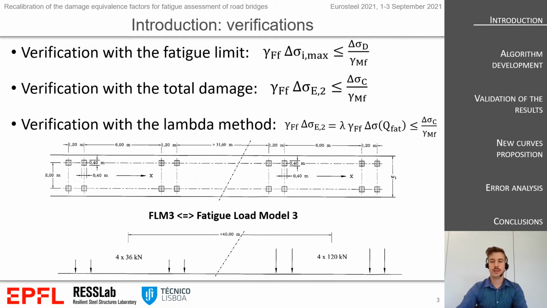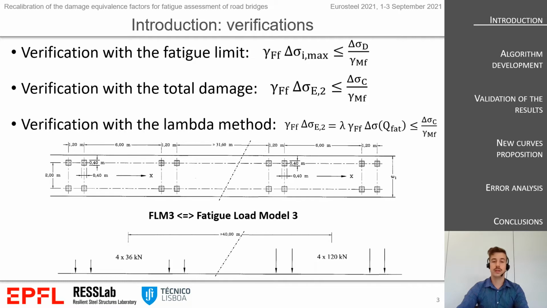The Eurocode gives three different verifications. The first one is the fatigue limit, where the maximum stress range must be inferior to delta sigma D. The second one is the total damage. That is complicated to apply because it's necessary to have all the stress history of the detail and do the calculation with cumulation of all the cycles.